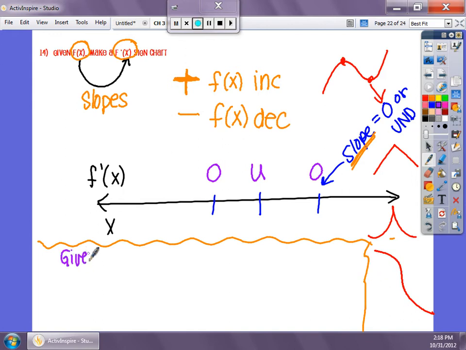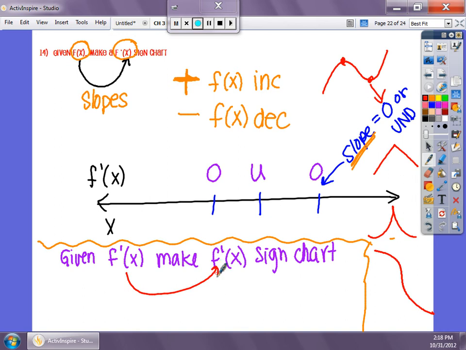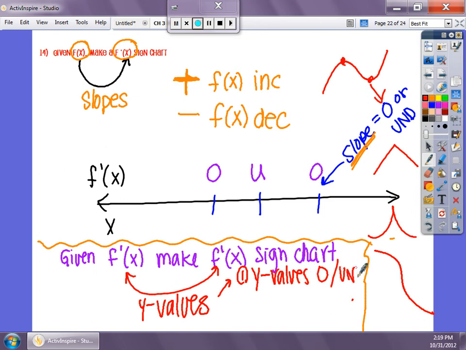Now, it's slightly different if I say, never mind, given f prime of x, make the f prime of x sign chart. Well, this one's a little bit easier. F prime to f prime means it's the same function, so you're really looking at y values. So you're just asking yourself, where do you have y values equal to 0? And where do you have y values that are positive? And where do you have y values that are negative? So we're looking for when y values are 0 or undefined. You're then going to look for where y values are positive, which means above the x-axis, and then where y values are negative will be below the x-axis.